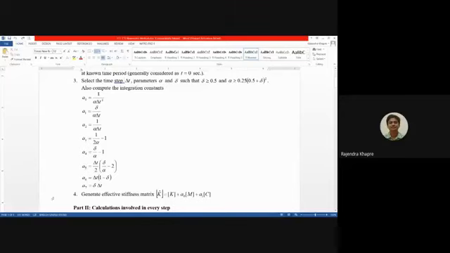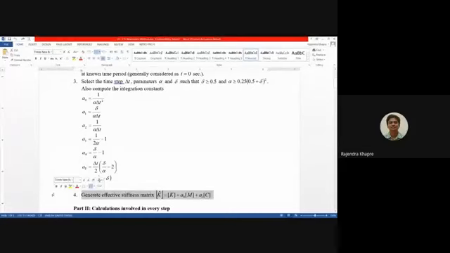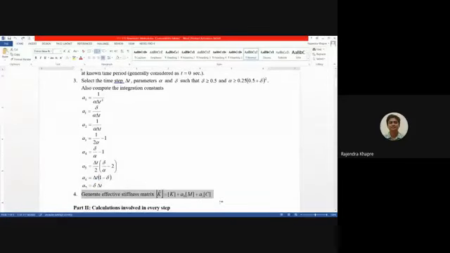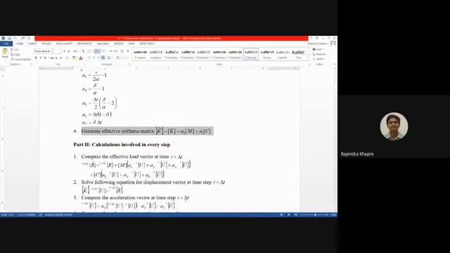In the last step of part 1, the initial calculation, you have to calculate the effective stiffness matrix. The effective stiffness matrix is very similar to the one we have seen in the Hubolt method. That is, the effective stiffness matrix equals K plus a0 times M plus a1 times C. This completes the initial calculations, and then we have to go for the stepwise calculation.